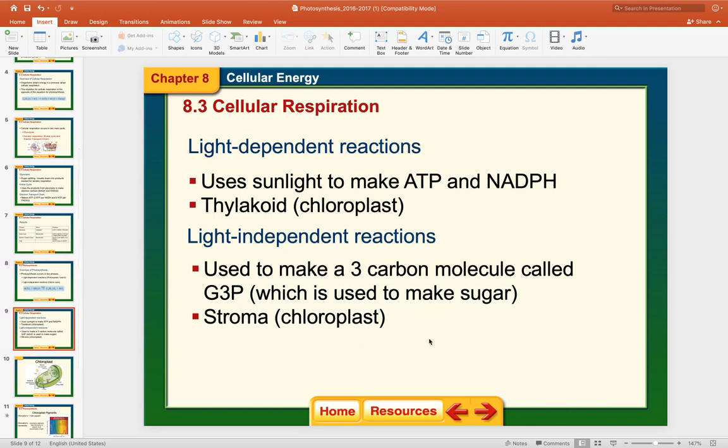The light-dependent reaction takes place in the thylakoid of the chloroplast, and it uses that sunlight to make both ATP and NADPH. NADPH is an electron carrier specifically for photosynthesis. That's easy to remember because that P does not exist in cellular respiration, so that P only exists with photosynthesis. Now, the light-independent reaction is used to make this 3-carbon molecule called G3P. G3P is an intermediate in making all different types of sugars. The light-independent reaction takes place in the stroma of the chloroplast.